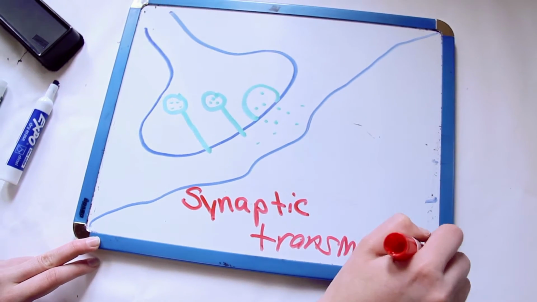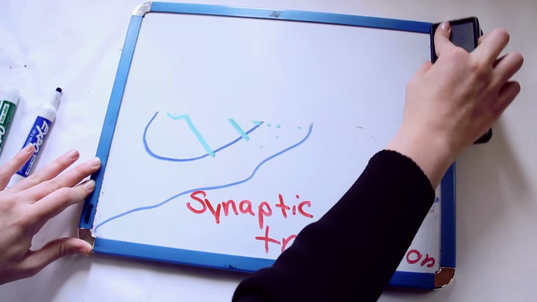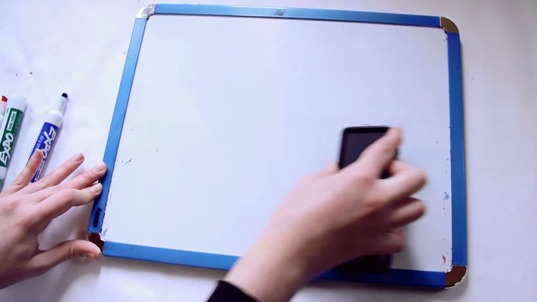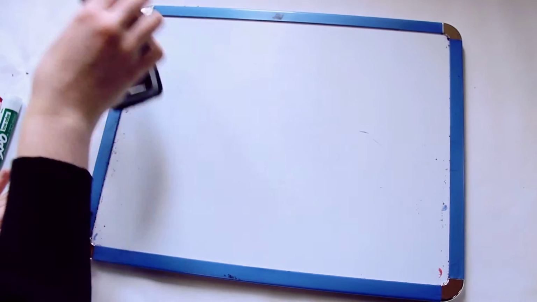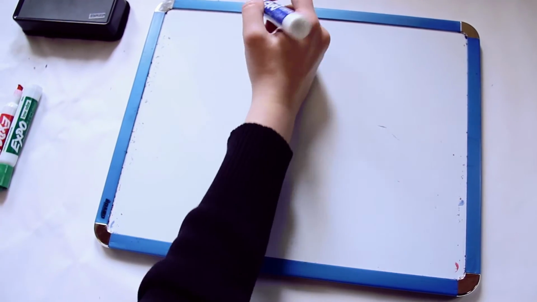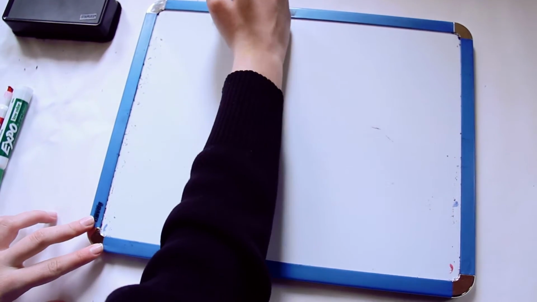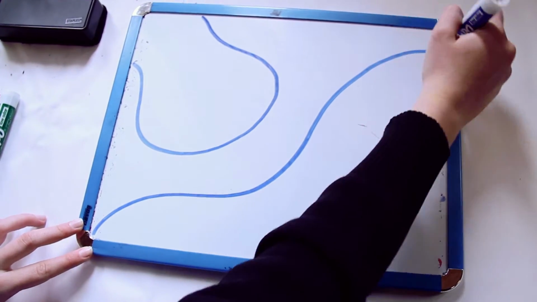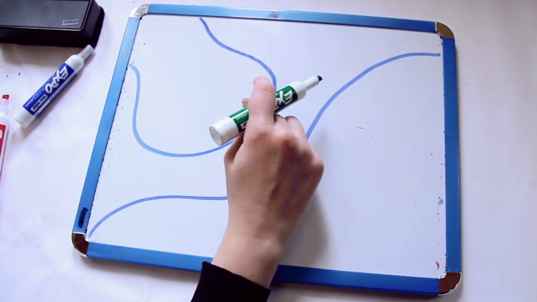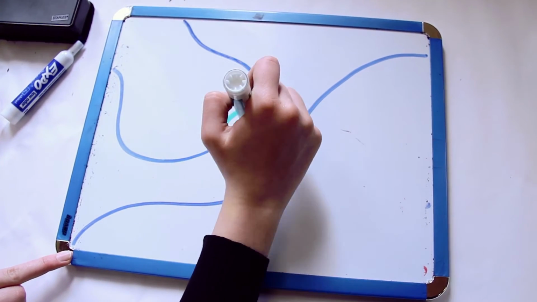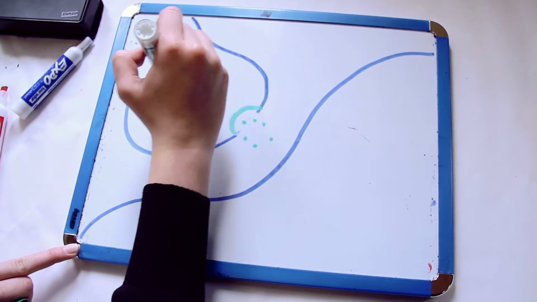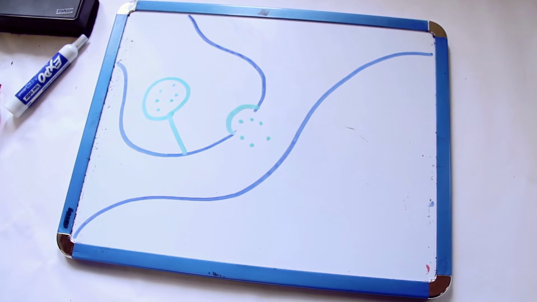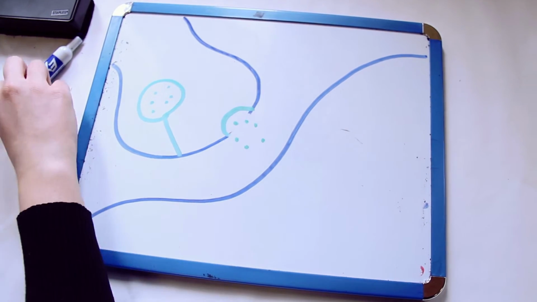When an impulse arrives in the axon, it causes calcium gates to open. The presence of calcium causes the protein strands to contract, and the vesicle now attaches to the membrane and delivers its contents to the synaptic gap through exocytosis. The neurotransmitters then attach onto the postsynaptic membrane. If enough of these are present, it will cause sodium gates to open and the signal will progress.